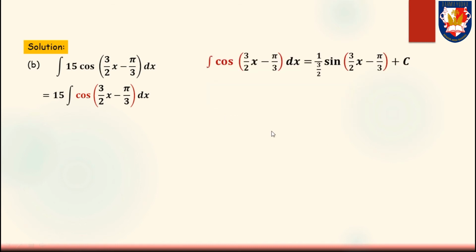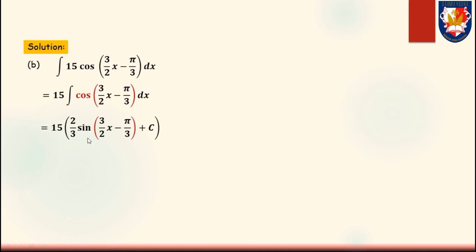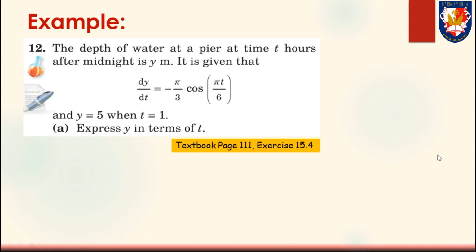We will have the integral of cosine 3 over 2x minus pi over 3 dx equals 1 over 3 over 2 sine 3 over 2x minus pi over 3 plus c. Simplifying this will give 2 over 3 sine 3 over 2x minus pi over 3 plus c. So we'll continue our calculation. So this will give 15 times 2 over 3 sine 3 over 2x minus pi over 3 plus c. Simplifying this will give 10 sine 3 over 2x minus pi over 3 plus 15c. Because 15c is also a constant, so just write c. Here is the other example.